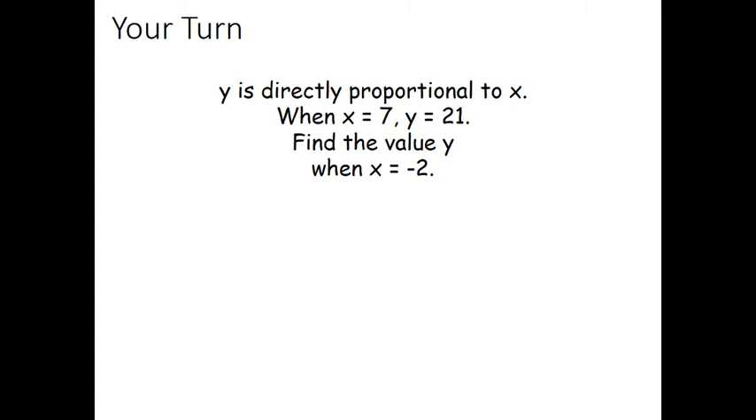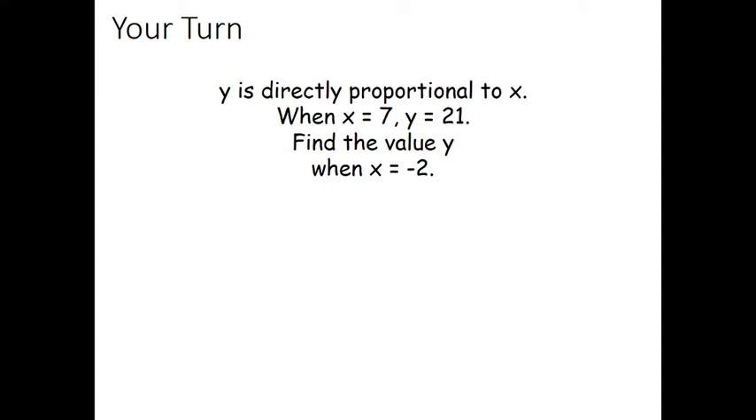Okay, it's your turn now. So Y is directly proportional to X. When X is 7, Y is 21. Find the value of Y when X is minus 2. Follow the same methods you've done before. Press pause and have a go. When you come back, we'll go through the answer.